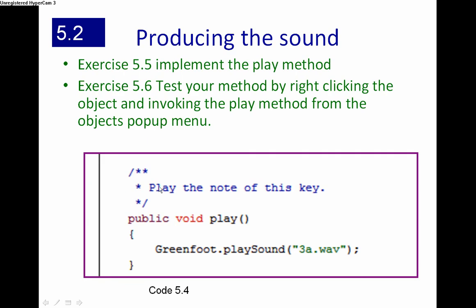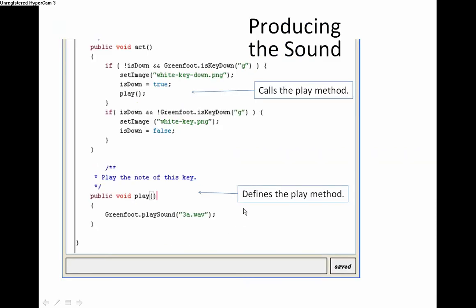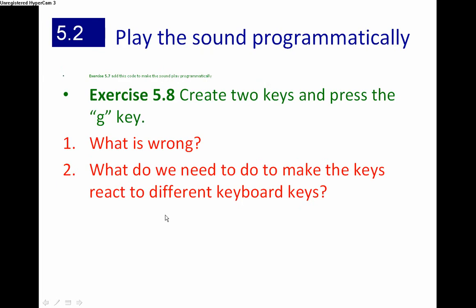All right, implement this play method. Public void play. Write this code right here, and make it play. Make this the key play. See what you can do. Okay, so here's what you should have after that. You should have a method call, and then you should have a method definition like this. All right, you should have that.